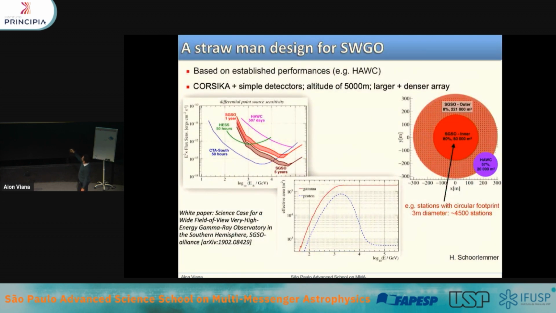Now, there was a paper back in 2019 where we made some estimates and produced what we call a strawman design for SWGO. It's basically a blow-up version of HAWC, with many more detectors and much larger. And then we can use these instrument response functions to derive limits for whatever science you want to do.